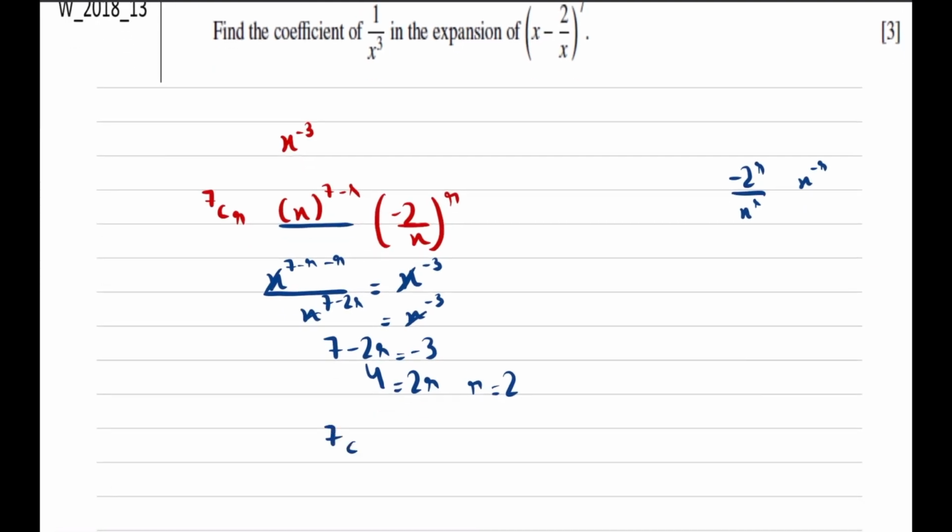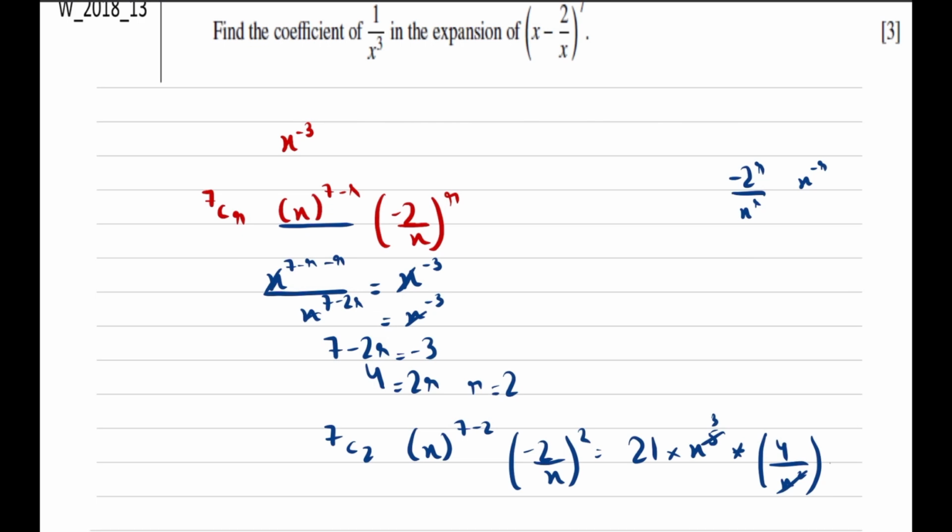So 7C2 x^(7-2) (-2/x)^2. What is 7C2? 21 x power 5 minus 4 multiplied by 4 upon x square. Can I cancel this out? Yeah. So 21 into 4 makes what? 84x cube. Got this, guys?